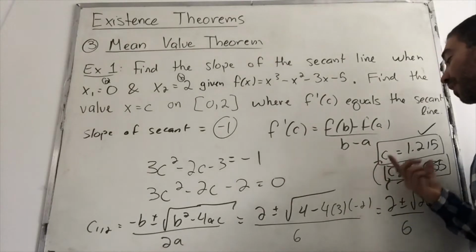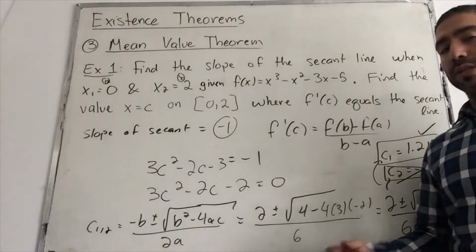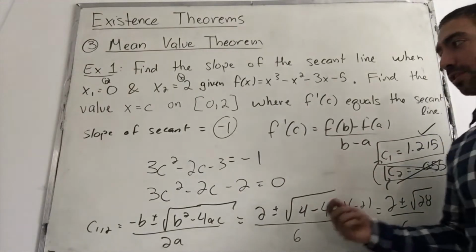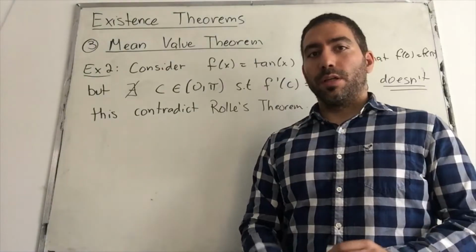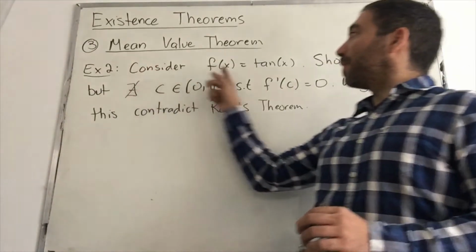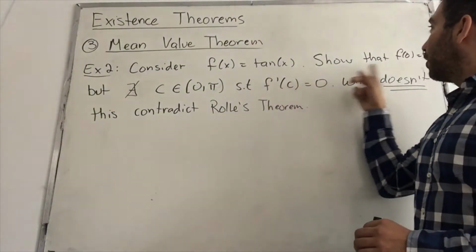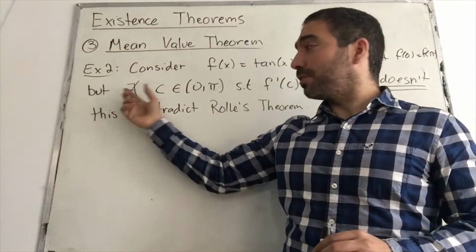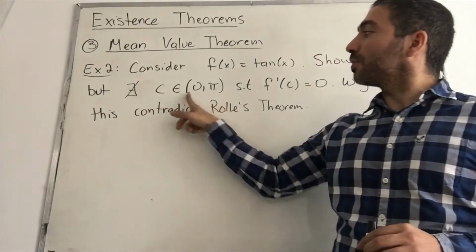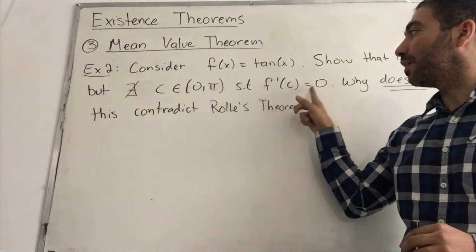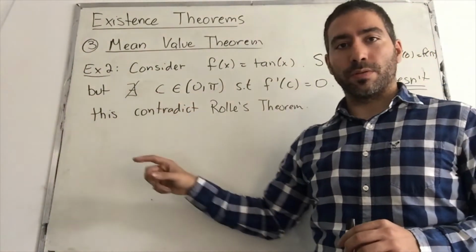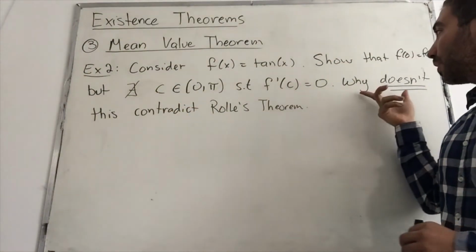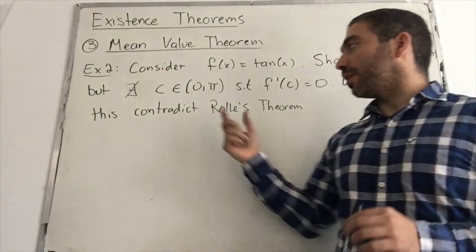So it's at this value here, c1, 1.215, where the slope of the tangent line matches the slope of the secant line. So in this example here, we have to consider the function f of x equals tan of x, and show that f of 0 equals f of pi. But at the same time, show that there does not exist a c in this interval from 0 to pi such that the derivative at this value is equal to 0. Okay, and we're going to look at why doesn't this contradict Rolle's theorem.